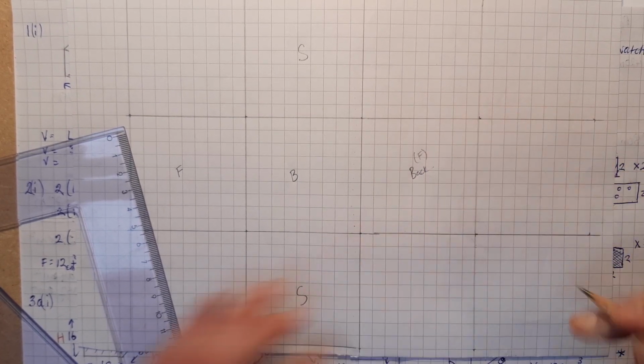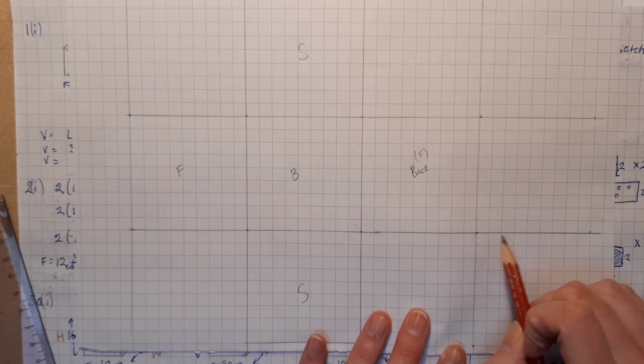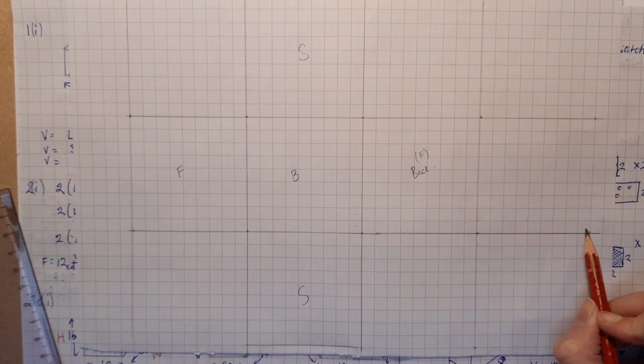It's also the same as the front. And then there's one more side, which is the top. So we're going to count out another 9 boxes. 1, 2, 3, 4, 5, 6, 7, 8, 9.